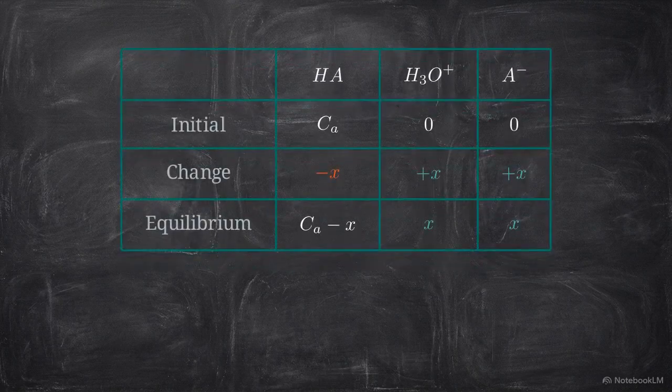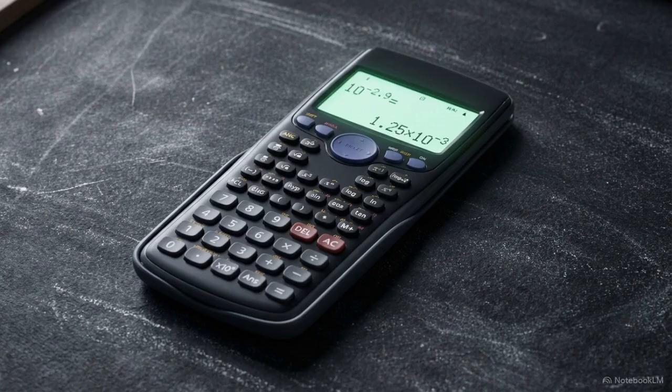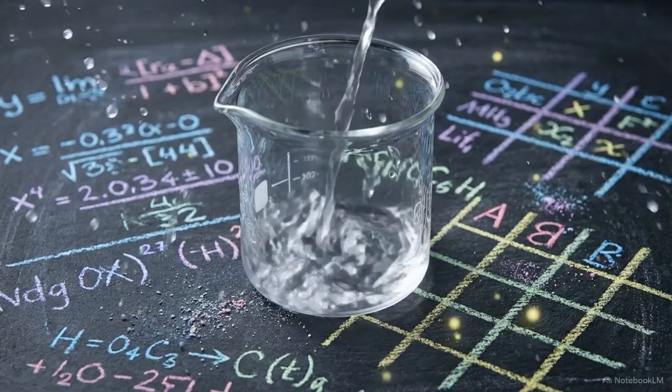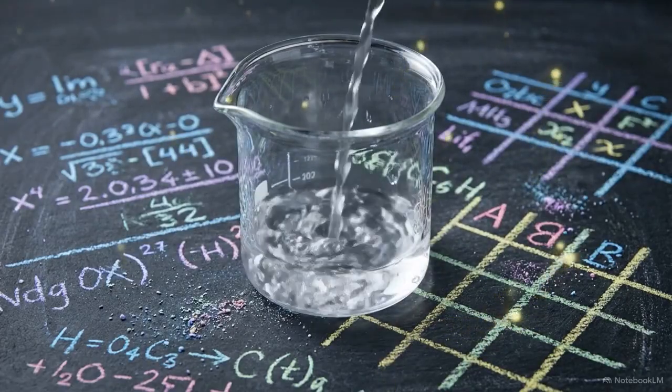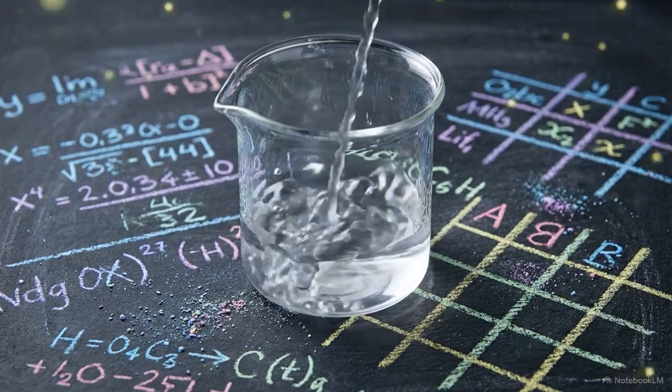Now look at that variable X from our equilibrium grid. That X represents the final molar concentration of hydronium ions in the solution. We can calculate the exact value of X using the inverse log of the provided pH. Type 10 to the power of negative 2.9 into your calculator, and you get 1.25 times 10 to the negative third. By isolating X, you translate an abstract pH measurement into a concrete molar value that you can plug right back into the grid.